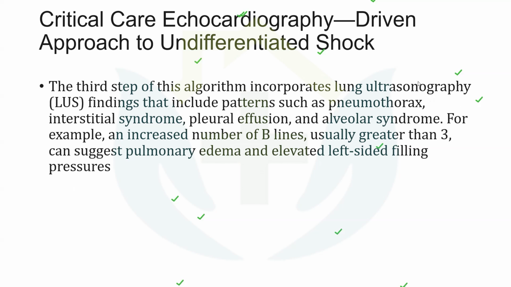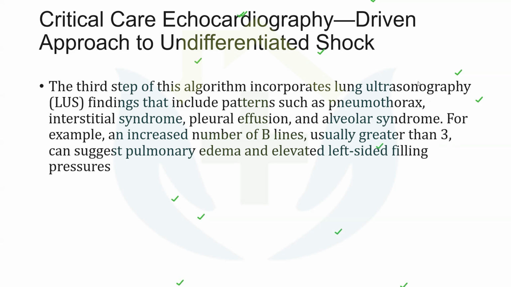Now, the third step in this algorithm incorporates the lung ultrasonography findings, that include patterns such as pneumothorax, interstitial syndrome, pleural effusion, alveolar syndrome. For example, an increased number of B lines, usually greater than 3, can suggest pulmonary edema and elevated left-sided filling pressure. To understand what I have told, first we check the VTI at LVOT to know the stroke volume status. Then we check the IVC parameter, the IVC level status, and then we go for the lung ultrasound. These three we can do at the bedside.